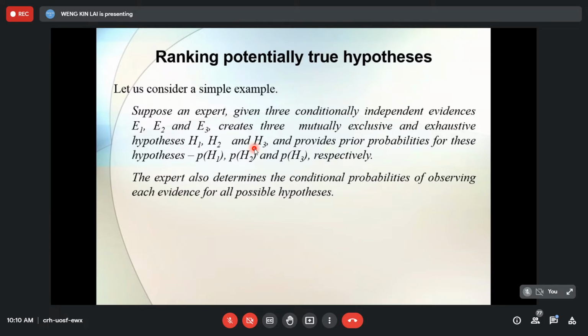And the expert also provides the prior. What's prior? If you remember, prior is unconditioned, no conditions attached. That means it's just that H1 is true or false, of these 3 hypotheses, H1, H2, H3. So there is the prior probability of H1 being true, prior probability of H2 being true, and finally, prior probability of H3 being true, respectively.